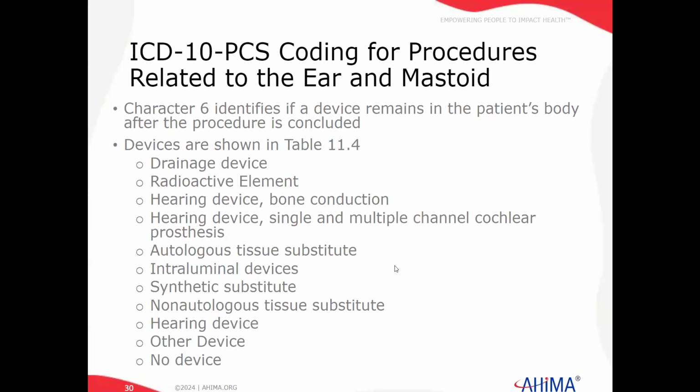The 6th character will discuss whether the device remains in the patient's body. And these could be things like drainage devices, radioactive elements, hearing aids that are bone conduction, hearing devices that are multiple channels, cochlear implants, autologous tissue substitutes, and others.